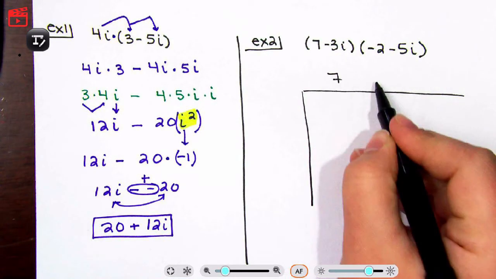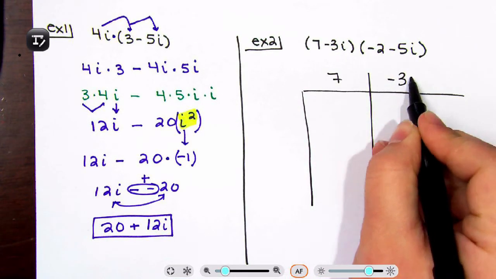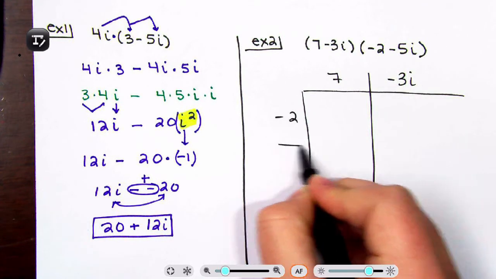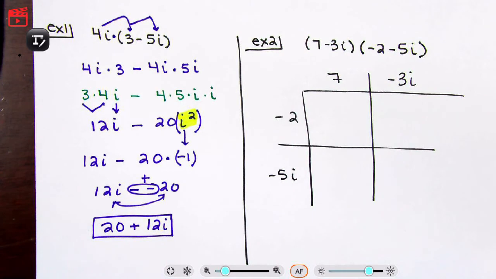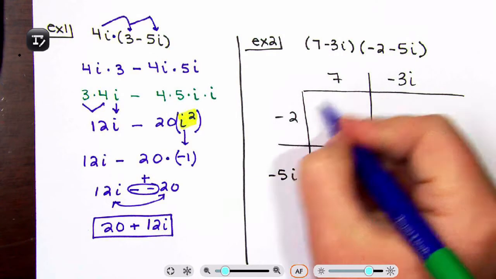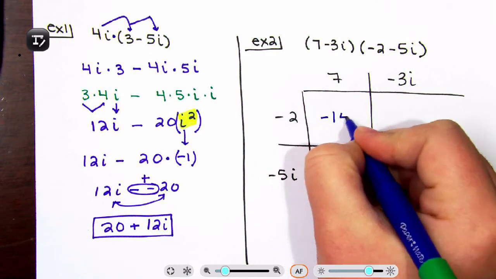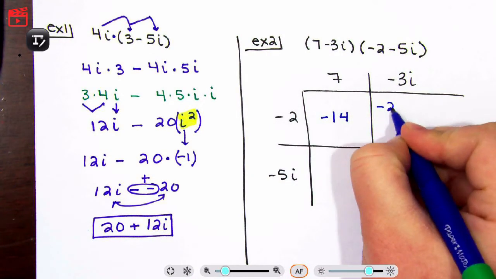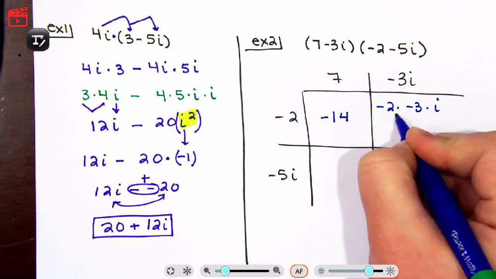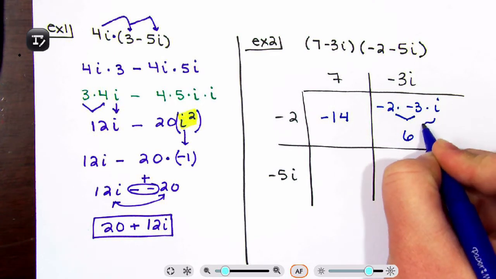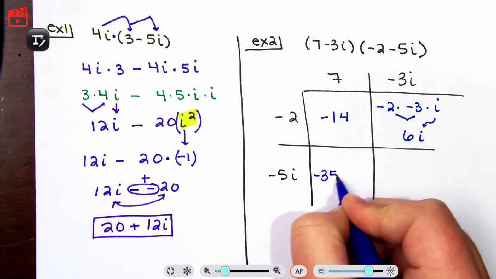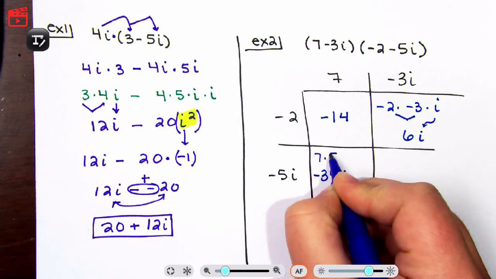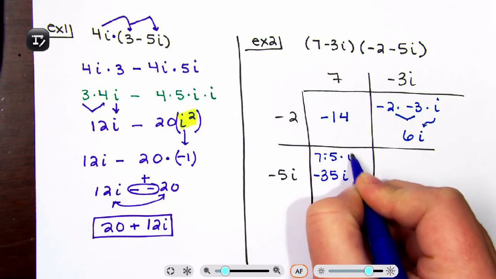I have 7, negative 3i, negative 2, negative 5i. And just like before, we want to make sure numbers go to numbers, i's go to i's. 7 and negative 2, that's negative 14. Here I have negative 2 times negative 3 times i. That means I have a positive 6i. Here I have 7 times 5 is 35, so 35i. Again, that's 7 times 5, negative, times i.